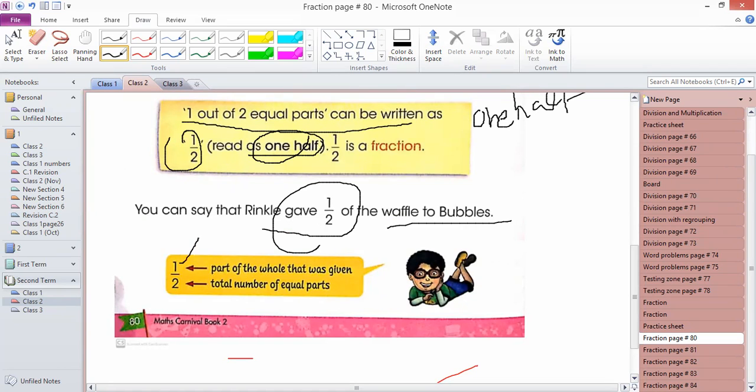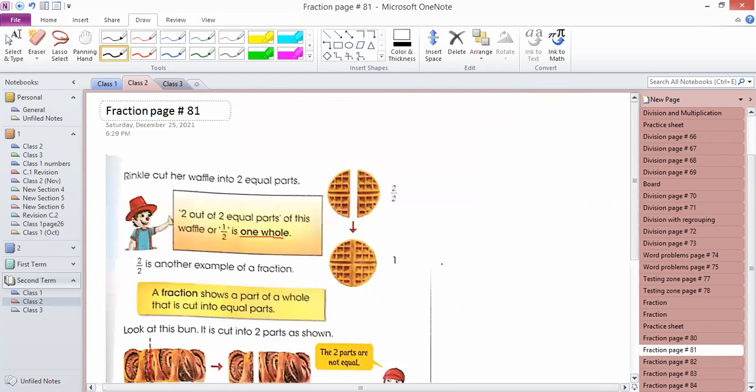And you know that the number which is above the denominator is your numerator. That tells you the part of the whole. How many parts did Wrinkle give? 1 part out of how many parts? 2 parts. These are the total parts. On page number 81, guys.